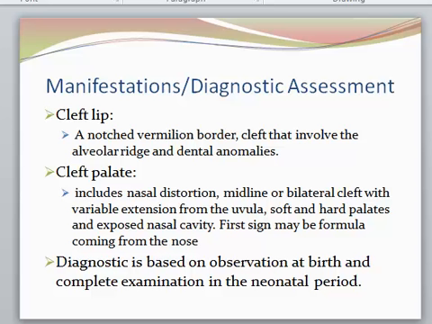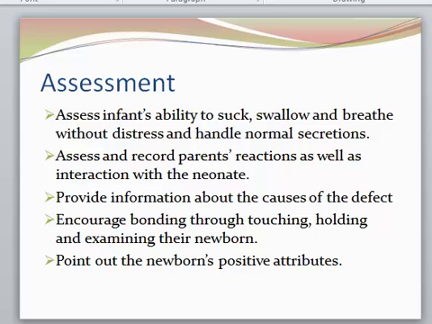The diagnosis is based on observation at birth, and a complete exam is included in that neonatal period, which is very, very important. A gloved finger is usually placed by the physician in the mouth, or by the nurse as well when the child is still in infancy, to feel that defect of the palate, or they can use a visual exam using a flashlight to confirm the diagnosis. Assessment is done.